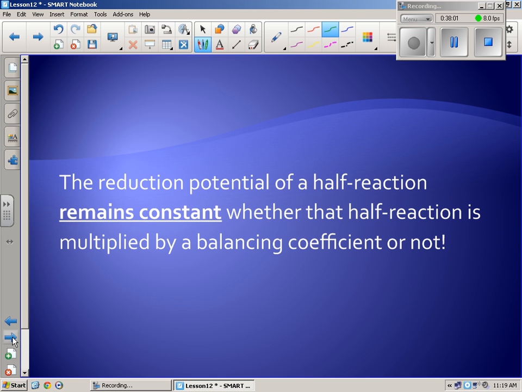The reduction potential for a half reaction remains constant, whether that half reaction is multiplied by a balancing coefficient or not. Whether you're using it as an oxidation half reaction or a reduction half reaction doesn't matter. You simply take that number and use it. That's all you need to worry about.